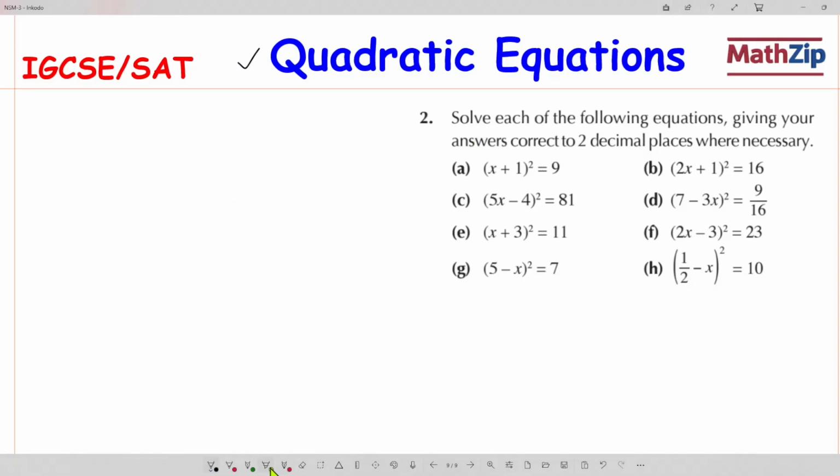We are starting question 2. Let's get started. 2a: (x plus 1) whole square equals 9.